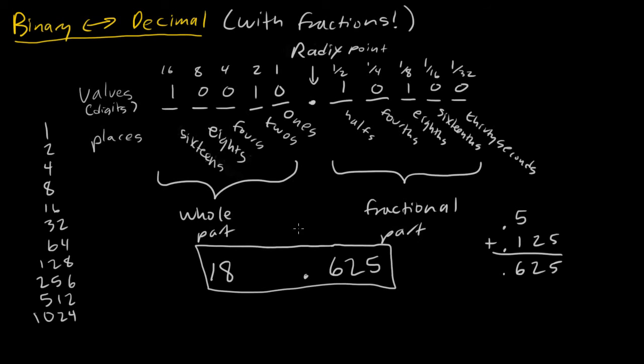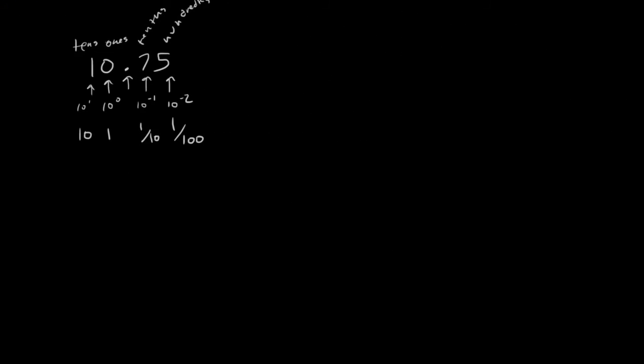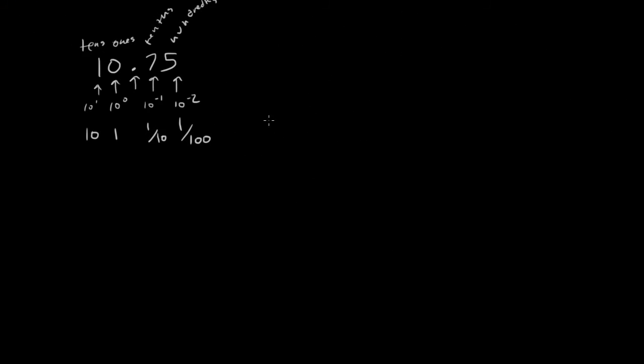Now, the strategy, the algorithm for converting from decimal into binary is going to be exactly the same. So let's look at our example that we had earlier. So let's go back over here. So here we go, 10.75, right? 10.75. If I want to convert this to binary, it's going to be the same basic strategy.